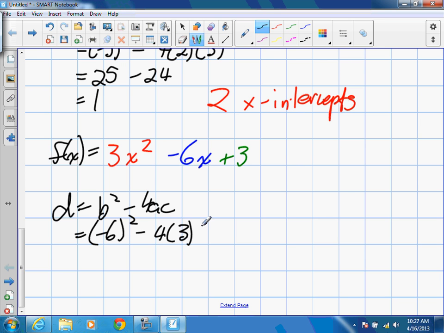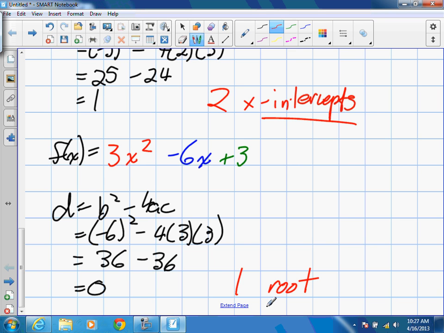Okay? 6 squared will give us 36. And then negative 4 times 3 will give us negative 12 times 3, 36. What are we going to get? How many x-intercepts or roots? 1 root, I'll call it this time. A root is the same as an x-intercept.